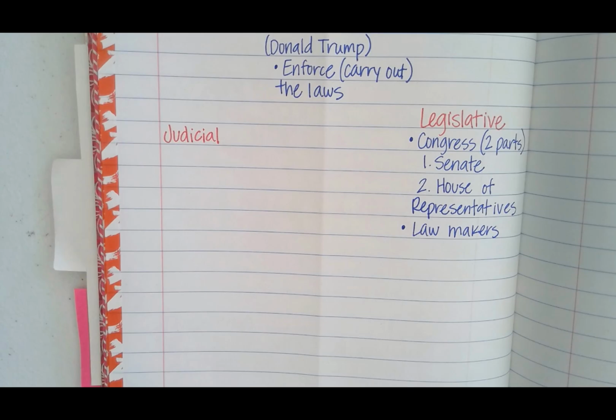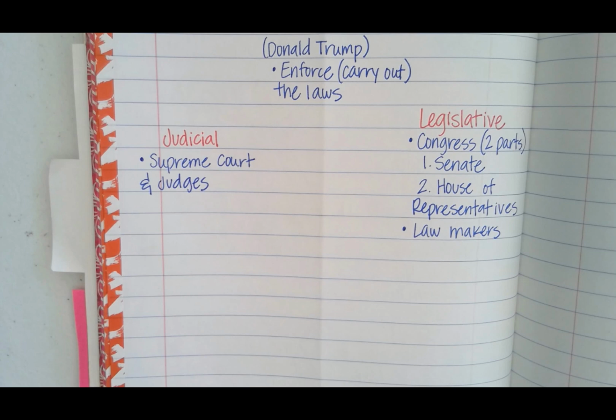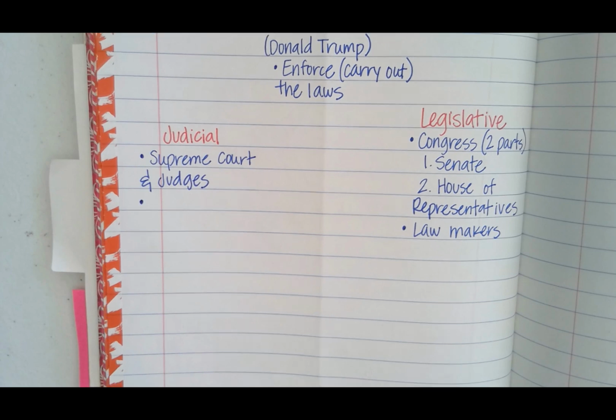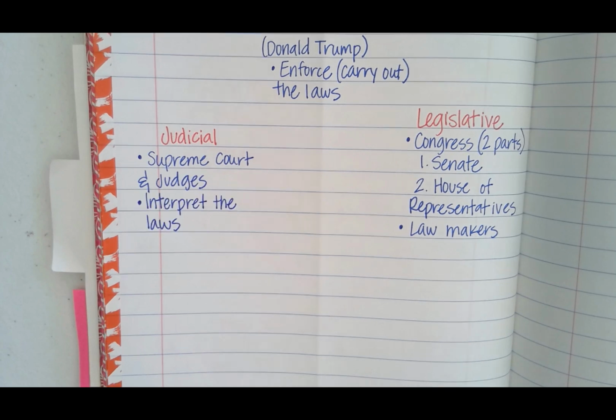Then we have the judicial branch, and this is where we find the Supreme Court and judges. And the judicial branch is responsible for interpreting the laws, so understanding the laws, interpreting the laws.